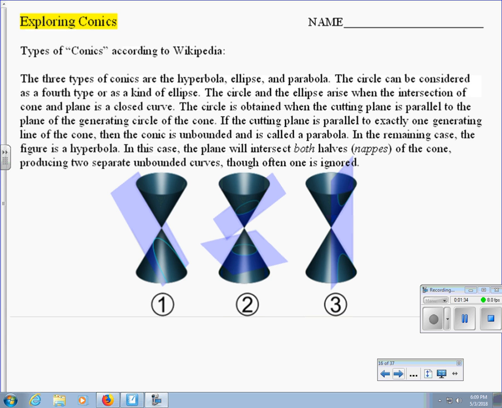So if you take a look at graphic 1, that's showing you that lovely parabola example. And then number 2 is trying to show you a circle and the ellipse, depending on what angle it's going at. And then picture 3 is trying to show you the hyperbola, how it's cutting both parts of the cone. And so that's what's making that difference.